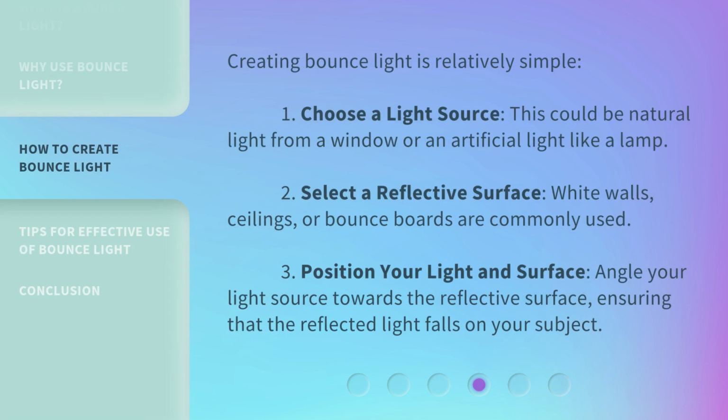Creating bounce light is relatively simple. 1. Choose a light source. This could be natural light from a window or an artificial light like a lamp. 2. Select a reflective surface. White walls, ceilings, or bounce boards are commonly used. 3. Position your light and surface. Angle your light source towards the reflective surface, ensuring that the reflected light falls on your subject.